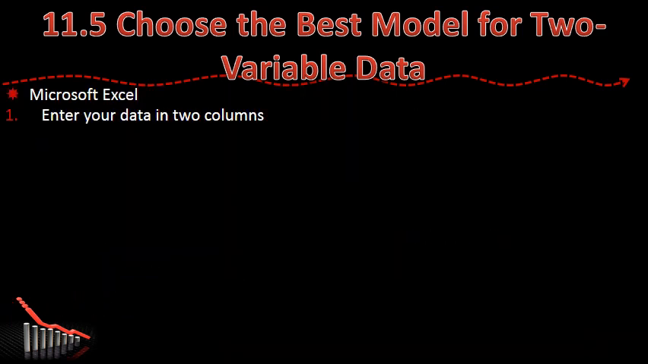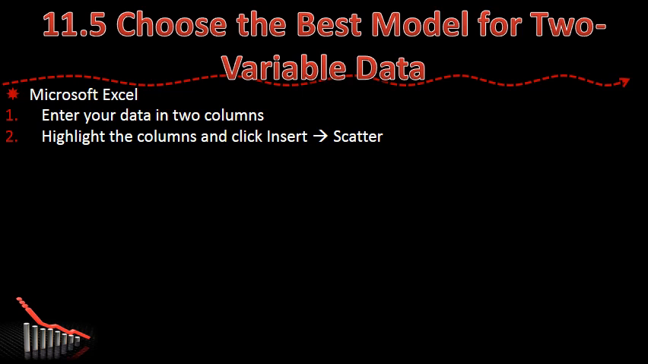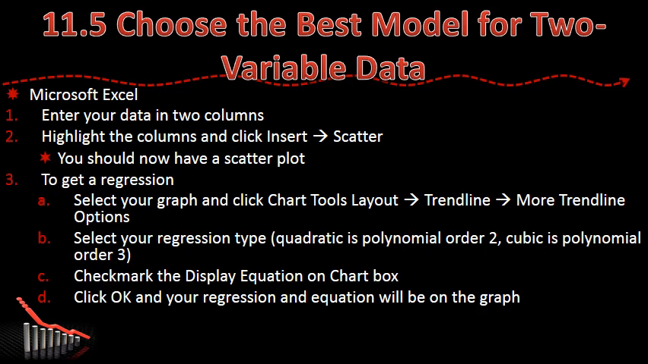For Microsoft Excel, put your data in 2 columns. Highlight the columns, click Insert Scatter. You should now have a scatter plot. To get a regression, select your graph and click Chart Tools, Layout, Trendline, more trendline options. Select your regression type. Quadratic is a polynomial order 2, cubic is polynomial order 3. The others are named as you would expect. Checkmark the display equation on the chart box. Click OK and you will see your regression and your equation.